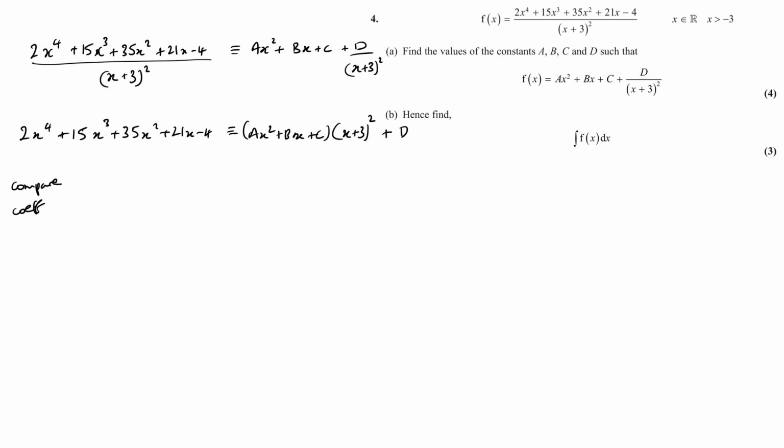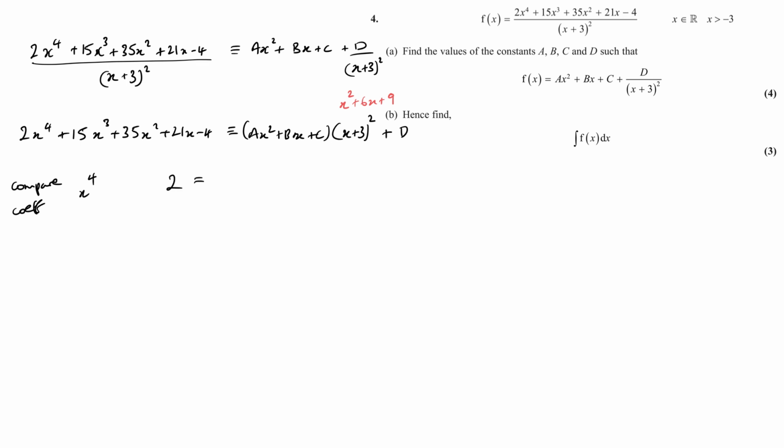Coefficients. So I'm going to start off by comparing x to the power 4. Now for this, I want to be thinking about what this is expanded. So just for you guys, I'll put it above. It's x squared plus 6x plus 9. But generally I do this in my head. But anyway, if I think about the x to the power 4, the coefficient of it on the left hand side is 2.